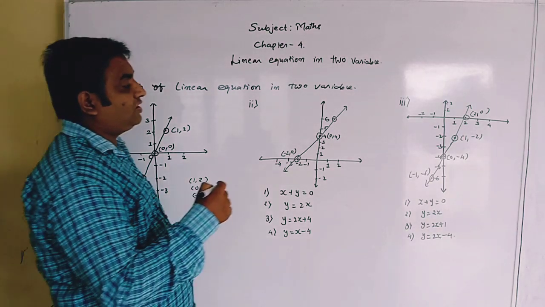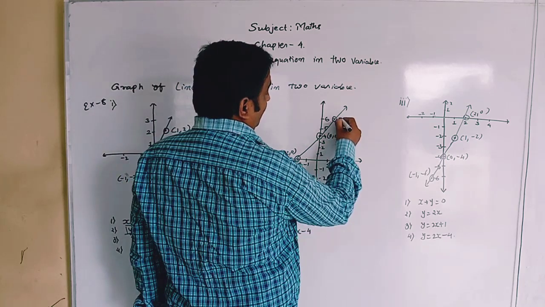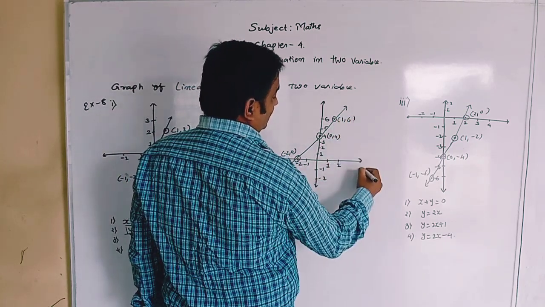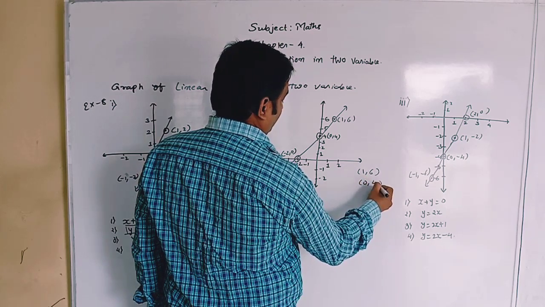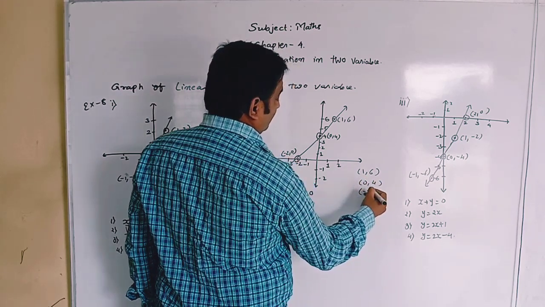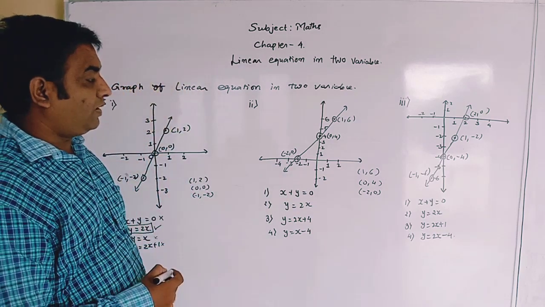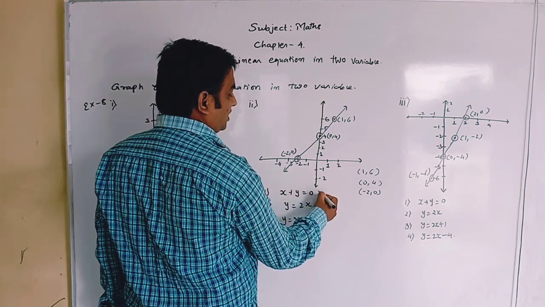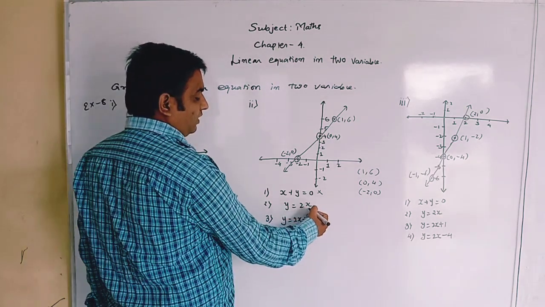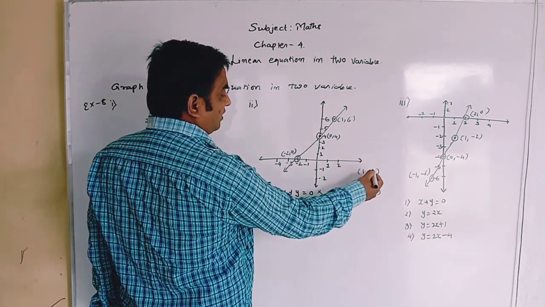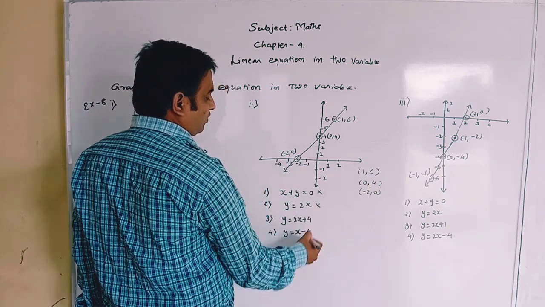Similarly, here 3 points are given: (1, 6), (0, 4) and (minus 2, 0). Here 1 plus 6 cannot be 0, so the first equation is not possible. Now substituting x equals 1, 2 times 1 is 2, so y would be 2, but here 6 is given, so it is not possible.